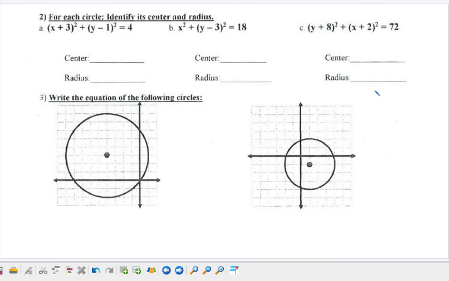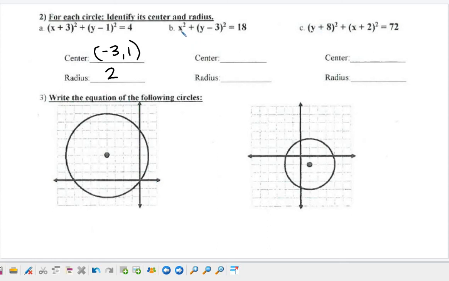All right, so for each circle, identify the center and the radius. So it's a lot of the same repetitive things, right? But it's fine. We can do that. So center is opposite of what you see. So -3, +1. Radius is the square root of 4, which is 2.